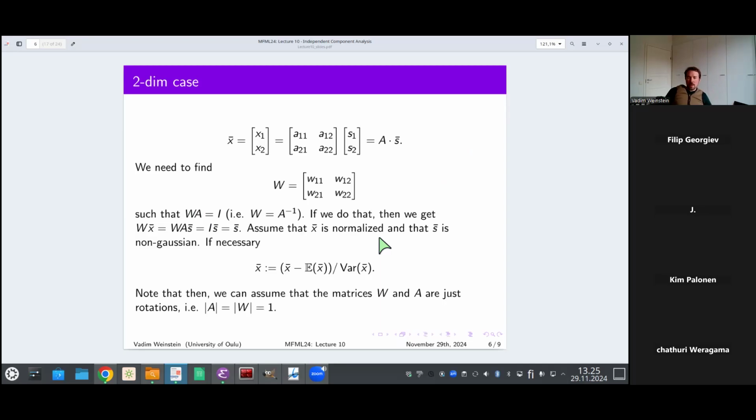Now, for the sake of simplicity, there's a lot of theory about normalization and stuff. We're going to skip that, but I want to show you the basic argument in ICA. This is a no-brainer. So we normalize our observation. But because we normalize our observation, we can also assume that our matrices are orthogonal, not orthogonal, they're rotations, essentially. But not, sorry, I take it back.